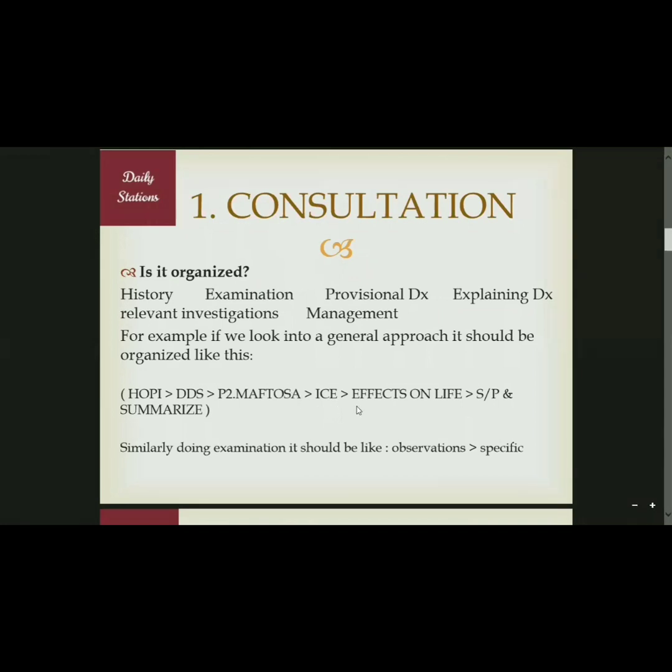And then the ICE we do: the ideas, concerns, and expectation. Then you ask effects on life. For example, if there is a chronic illness, how this is impacting on that person's life. Signpost and summarize is something that after you have taken all the history, you just ask the patient, you have mentioned this, is there anything you want to add before we move forward.